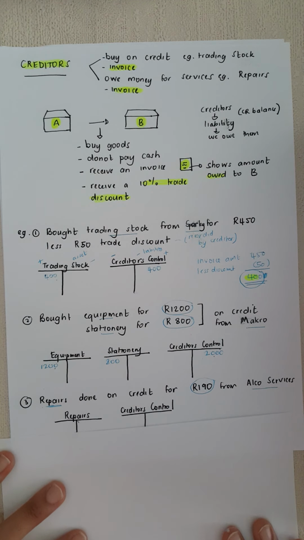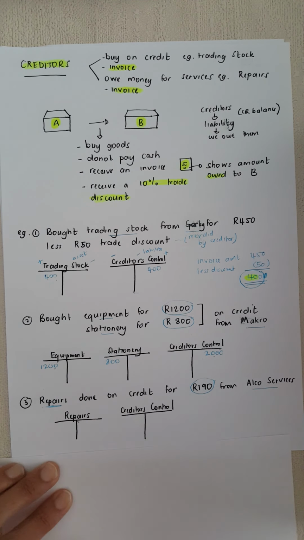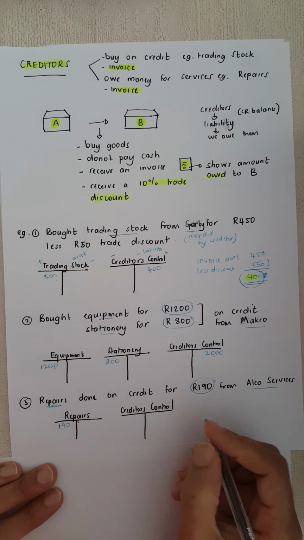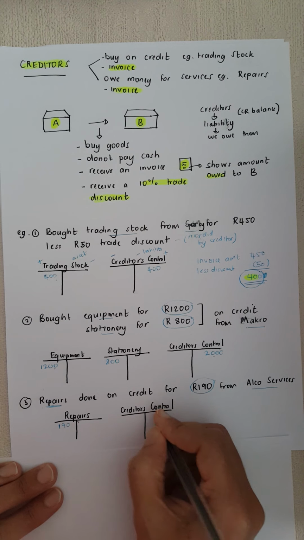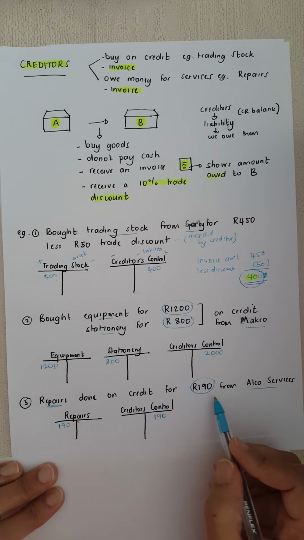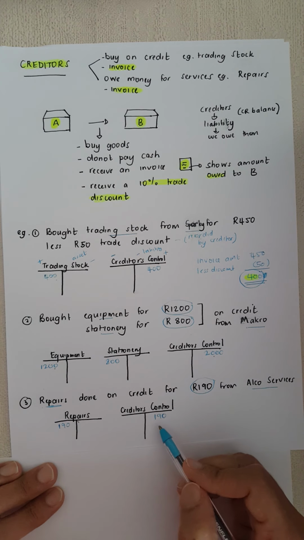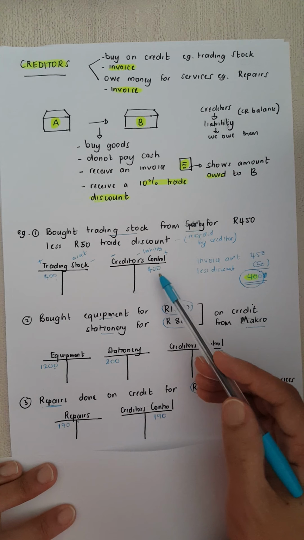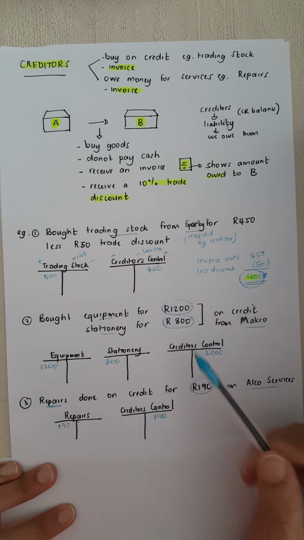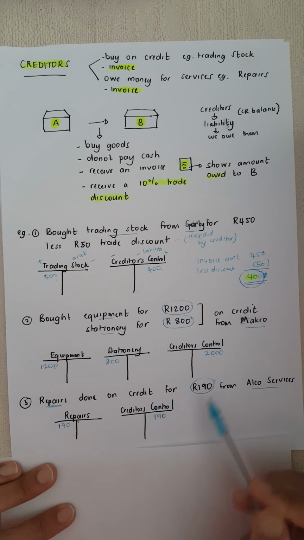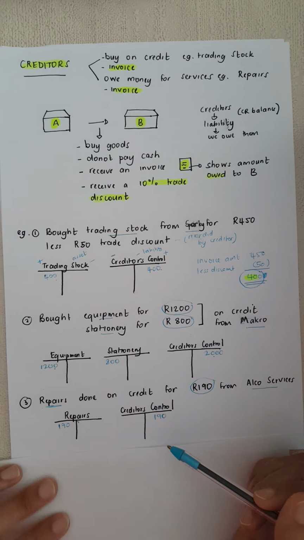There's no discount here again. So what are we going to do? Repairs is an expense. We're going to debit our repairs with 190. And what are we going to credit? We're going to credit our liability with 190 Rand, which is showing that we are owing 190 Rand. So eventually, when we do the creditors journal, you will have the 400, the 2,000 and the 190 all coming into the creditors journal.